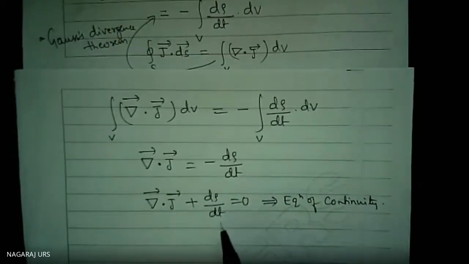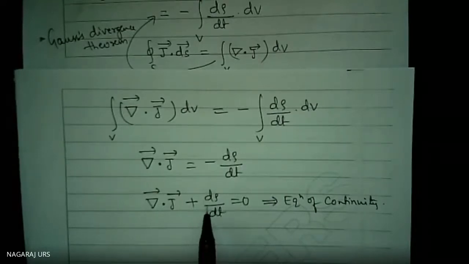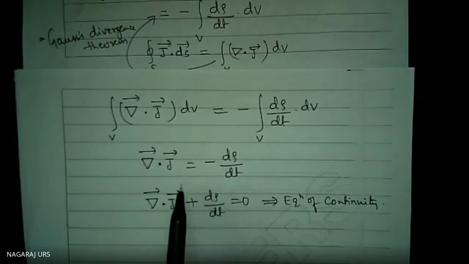So we can ask a 2 marks question also: write a mathematical expression for the equation of continuity or conservation of charges. The mathematical expression for the conservation of charges is this: del dot J plus d rho divided by dt is equal to 0. This is the mathematical expression.